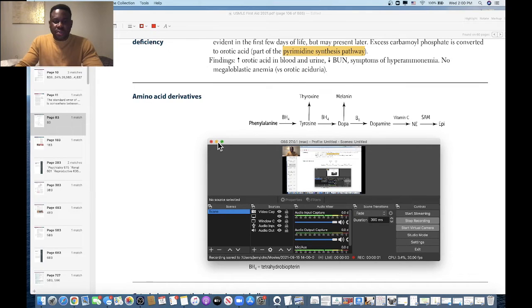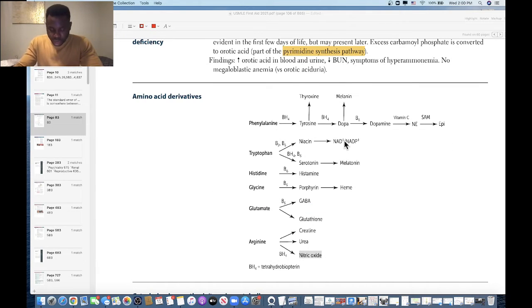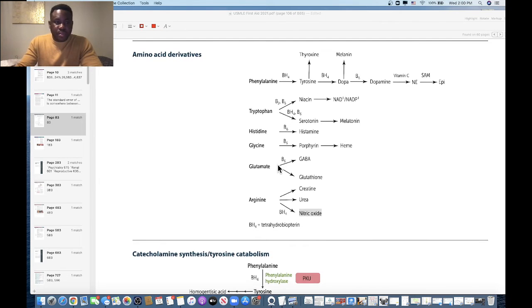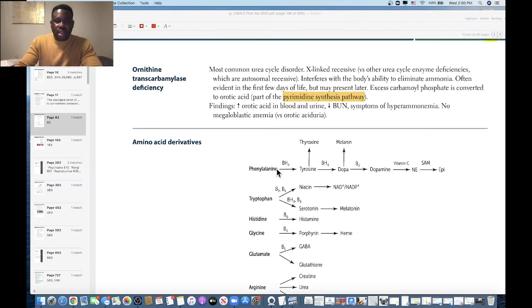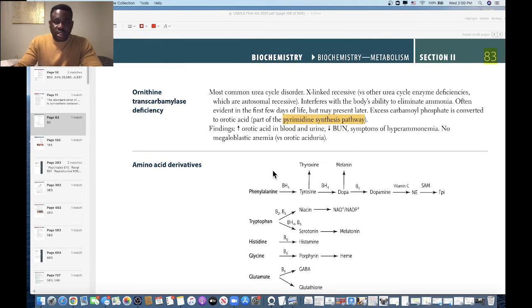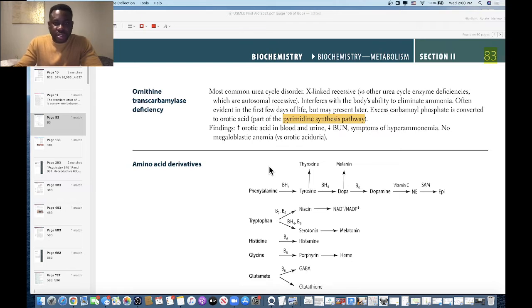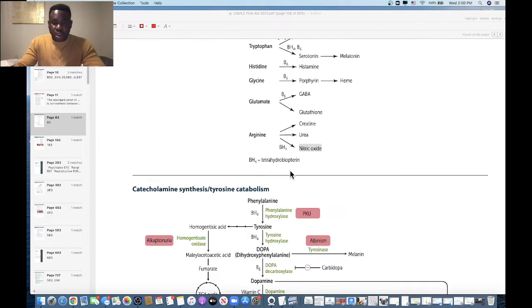Hi friends, so today we are continuing with biochemistry review from the USMLE Step 1 First Aid book. And in the previous video, we ended on page 83. So if you haven't watched it, please take some time to go back to those videos and start from there, since we are reviewing all the pages for biochemistry.